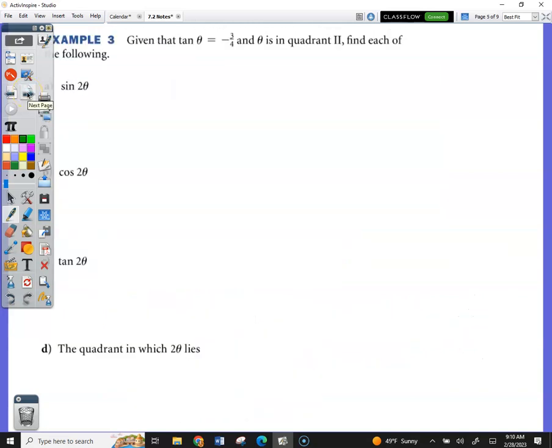Alright, so look at it. It says, given that tan of theta is negative 3/4 and theta is in quadrant 2, find each of the following.